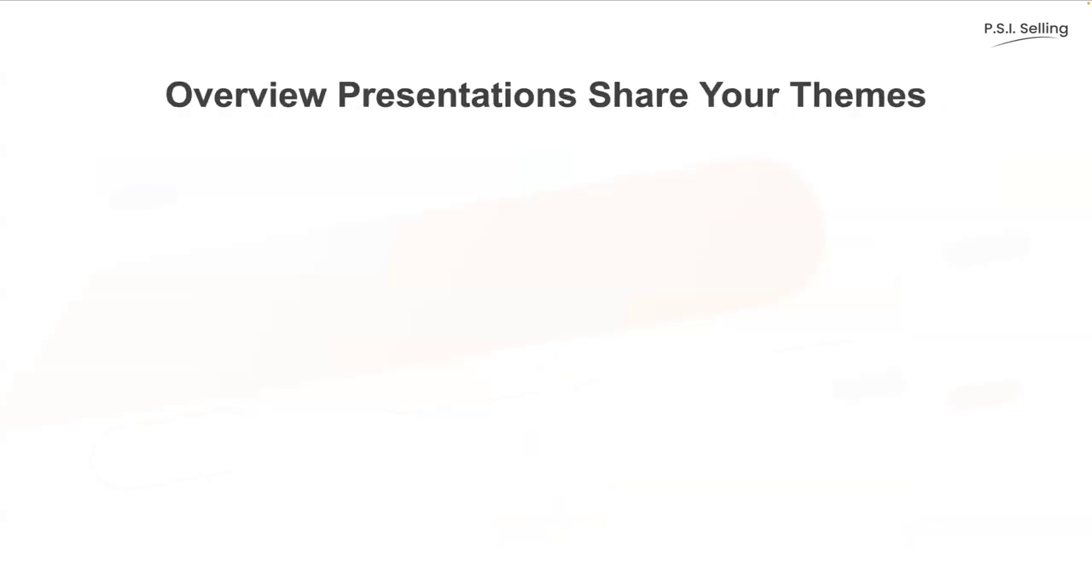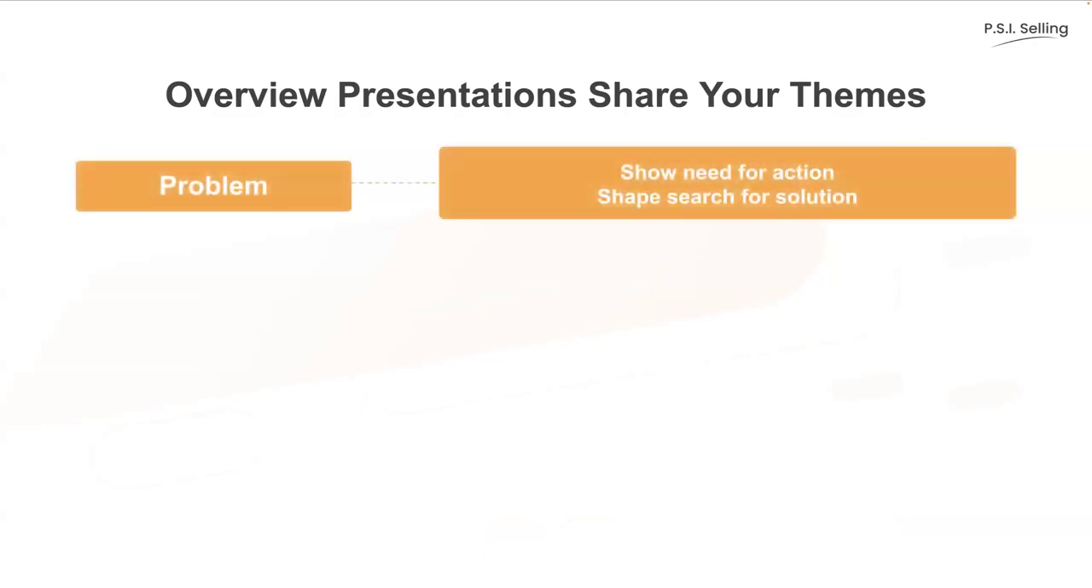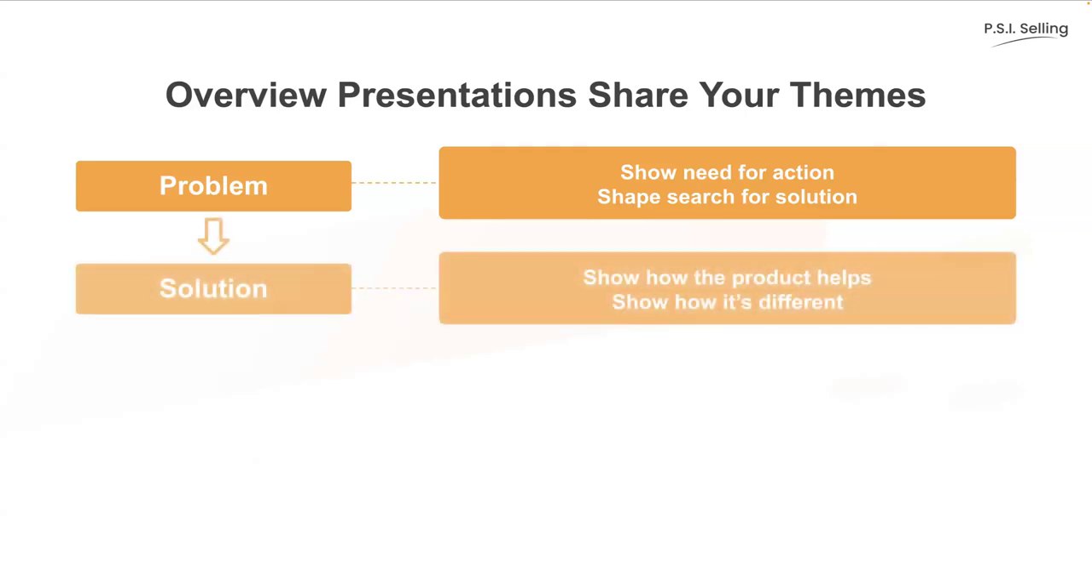So what are we going to be talking about during this overview presentation? Well, the basic idea is that we are going to share our value themes and get the prospect's reaction. So let's define what our value themes are. There's basically three types. So the first is problem themes, right? These show the need for action and they shape the search for a solution. The problem themes lead to your solution themes. They kind of set them up.